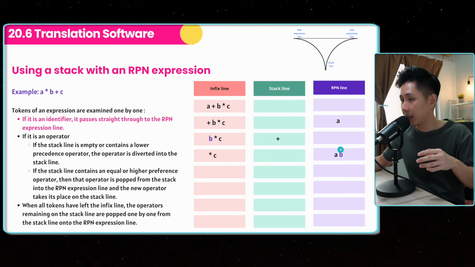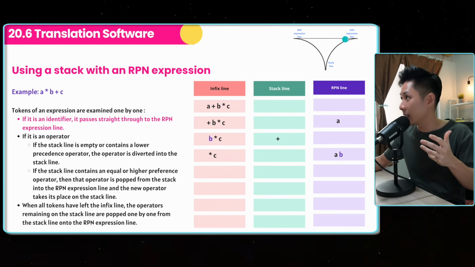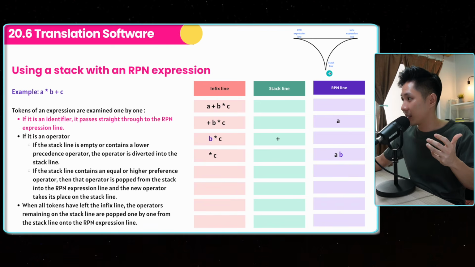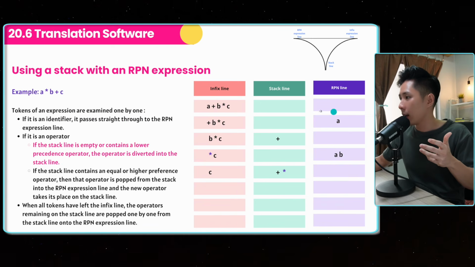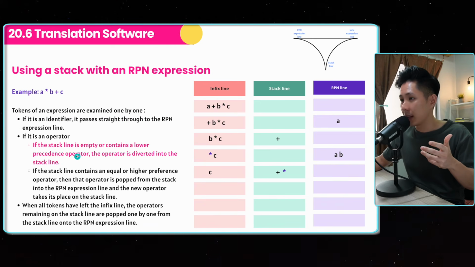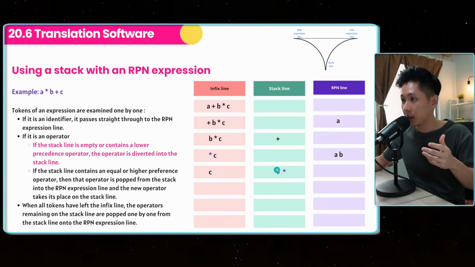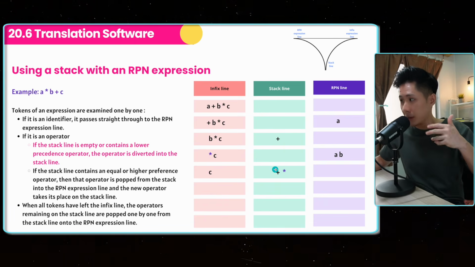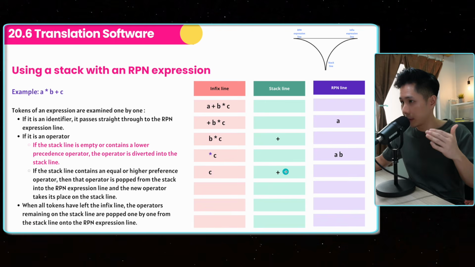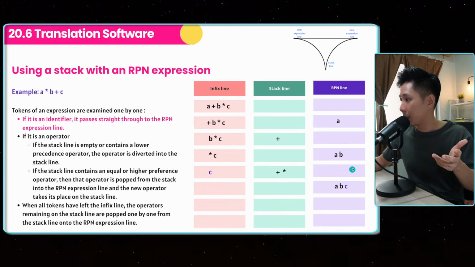B is an identifier, so I'm going to put it into my RPN line. Look, this is how the algorithm works. It's either you go to RPN or you go to the stack. Not very hard. Followed by the times operator. Again, the reason why we put it in the stack line is because the times operator is higher than the plus operator. We'll execute this first. Now C will then be put into the RPN line.